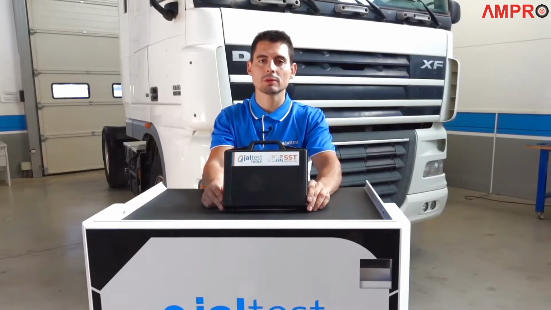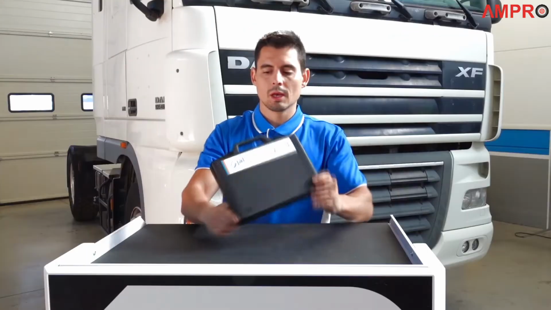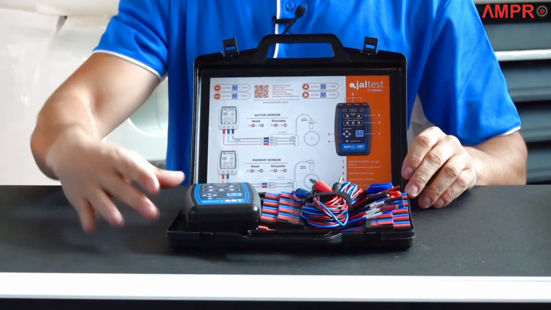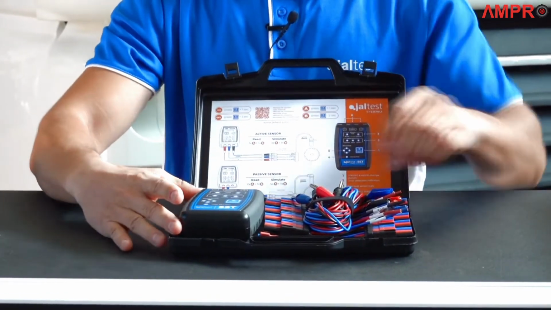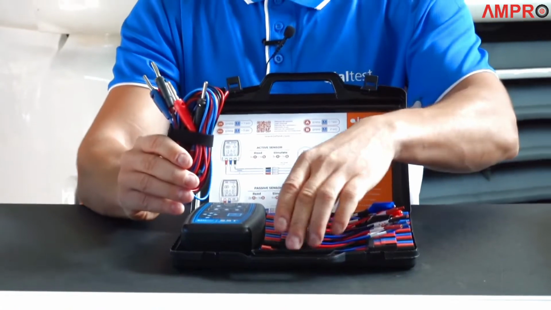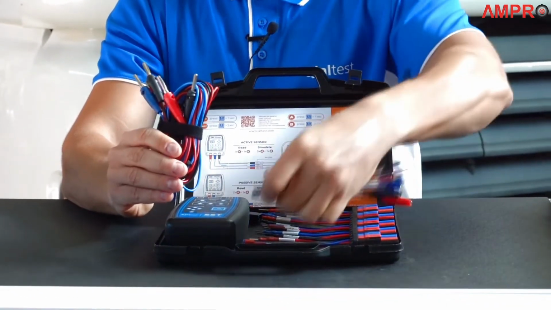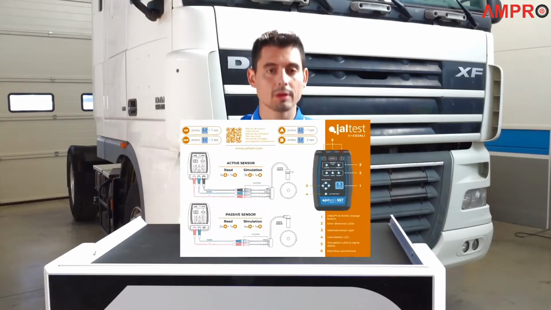Jaltest SST is a small portable device for checking passive and active sensors. There are passive sensors such as inductive sensors and active sensors such as Hall effect sensors. The equipment consists of the case itself and, inside, the SST device, an electronic device, a set of cables and pins for the proper connection to the different components and control units, and a quick instruction guide for the use of the device.